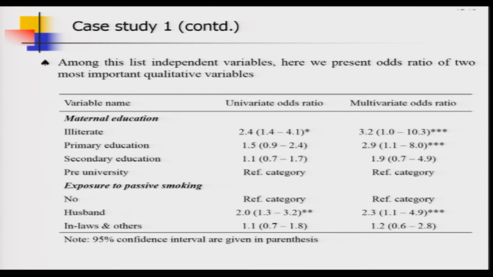So, suppose we concentrate on the husband case. Let us consider the final model, which is the multivariate odds ratio column. From there we see that the odds ratio is 2.3 and it is highly significant. So, what do we mean by this number 2.3?